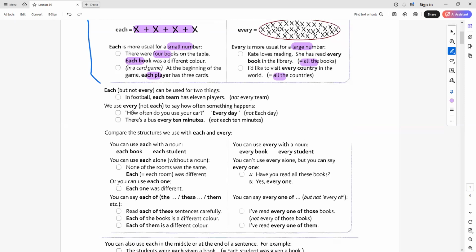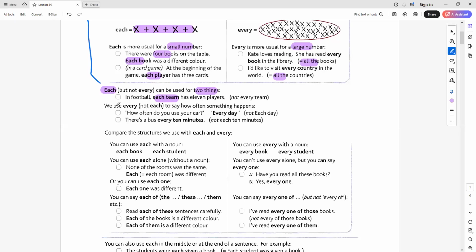So we try to come to this part. Each, not every, can be used for 2 things. When it comes to a team, each team has 11 players in football. Each team, because we understand that they are only for 2 things. That's why we don't use every, but we use each team.